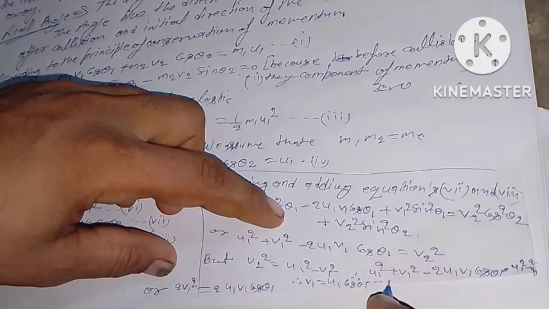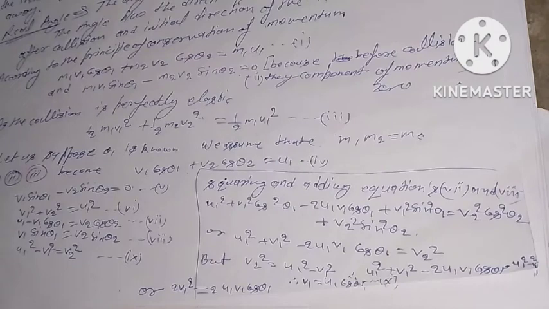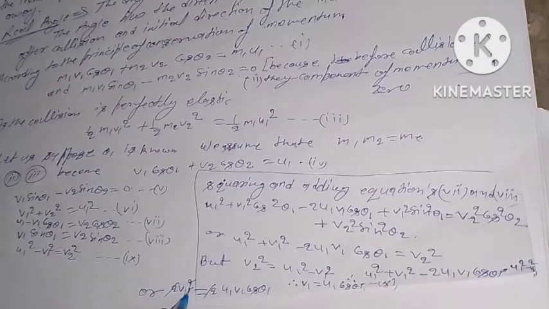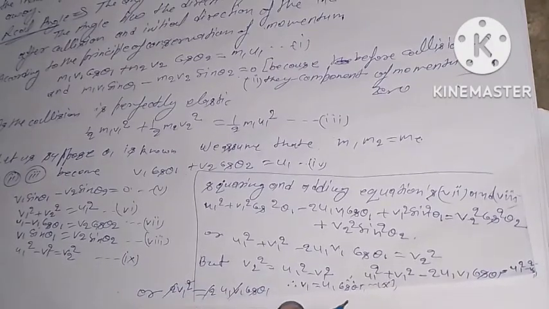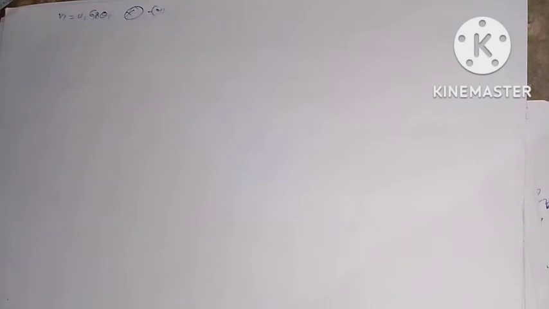The 2 is cancelled out by 2 and b1 is cancelled out by b1, so b1 equals u1 cos theta 1. This is equation number 10a.